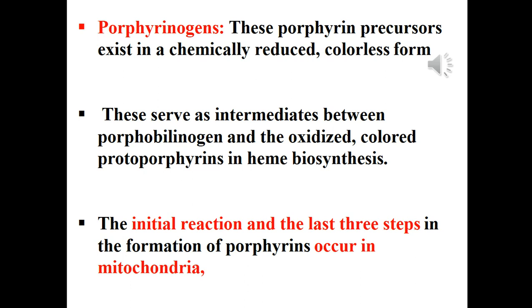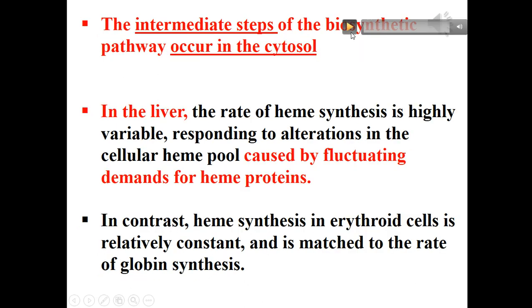The initial reaction and the last 3 steps in the formation of porphyrins occur in mitochondria. The intermediate steps of the biosynthetic pathway occur in the cytosol.